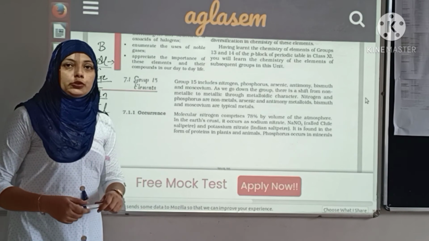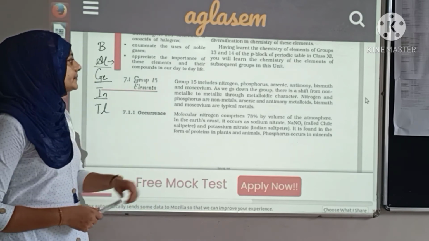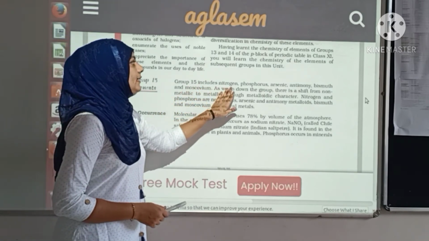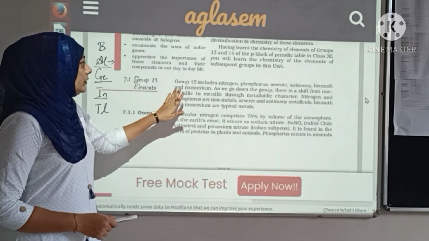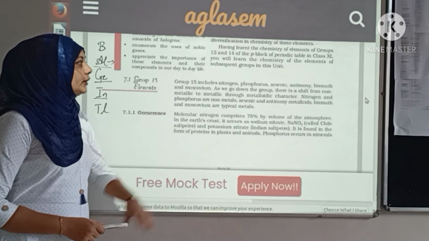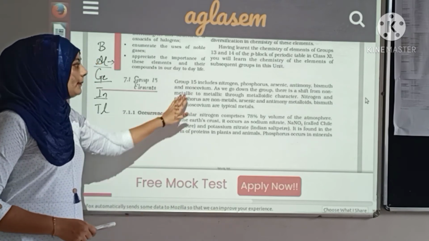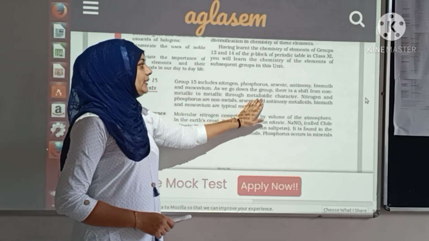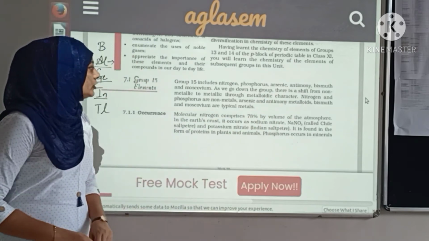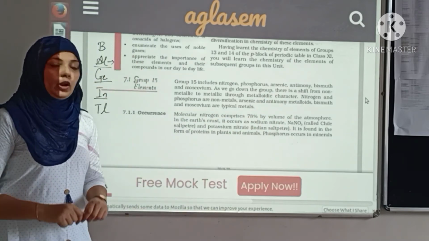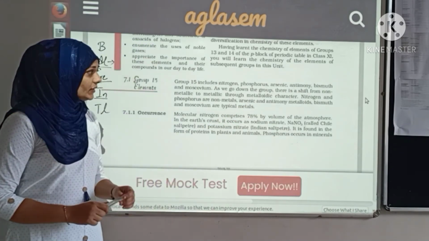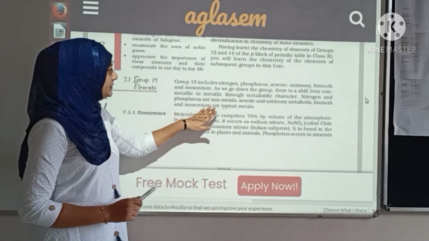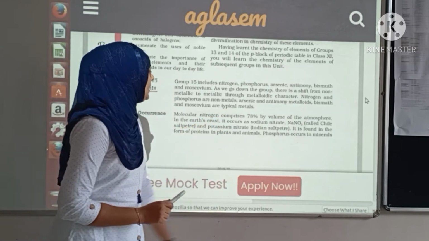When we start with group 15 elements, dear students, group 15 includes nitrogen, phosphorus, arsenic, antimony and bismuth. As we go down the group, there is a shift from non-metallic to metallic character through the metalloid character. Nitrogen and phosphorus are non-metals. Arsenic and antimony are metalloids. Bismuth is the typical metal.